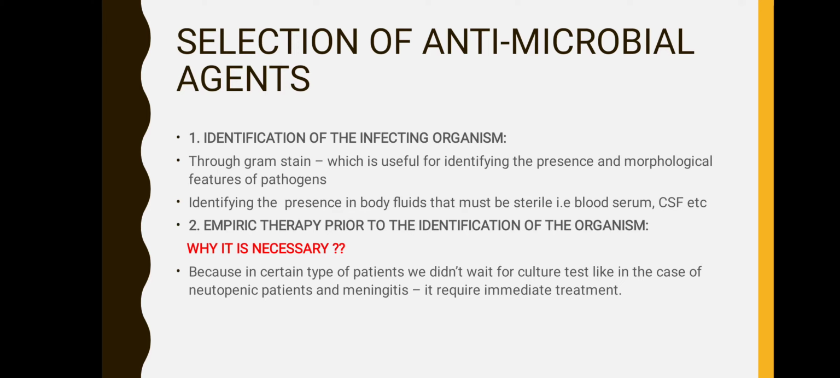Second point, empiric therapy prior to the identification of the organism. Why is it necessary? Because in certain types of patients we don't wait for the culture test, like in the case of neutropenic patients and meningitis. In neutropenic patients the neutrophil count is low and they require immediate treatment. Empiric therapy is made for patients who require immediate therapy, and we should not wait for identification of the organism because that wait could become lethal to the patient.